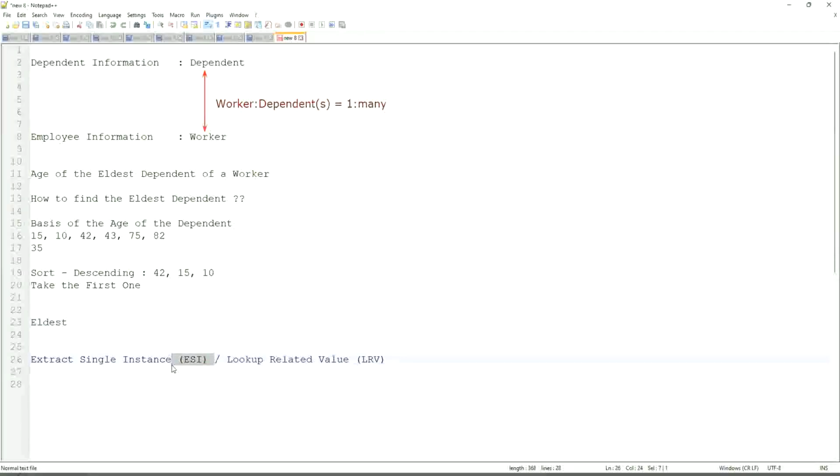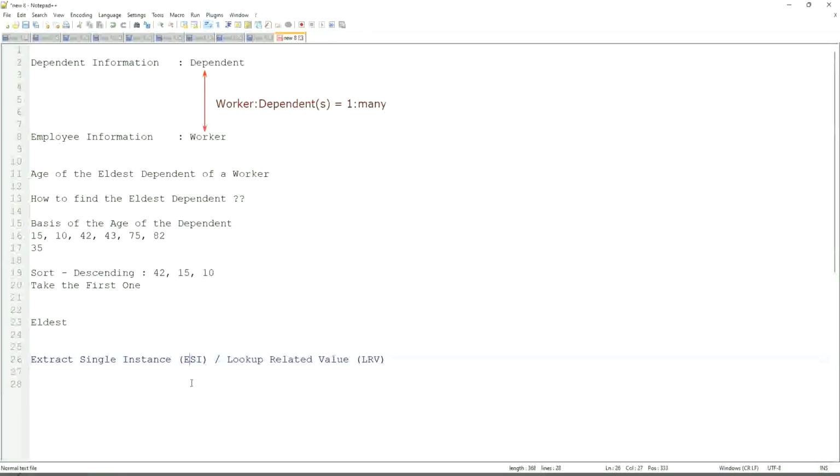We do not only leave with ESI. Once we extract the ESI, we use it to get some value. That's the LRV. Like here, we are going to get the age of the eldest dependent. The eldest dependent will be returned by the ESI. Right, and the age of that eldest dependent will be an LRV. This will be a very, very common question.